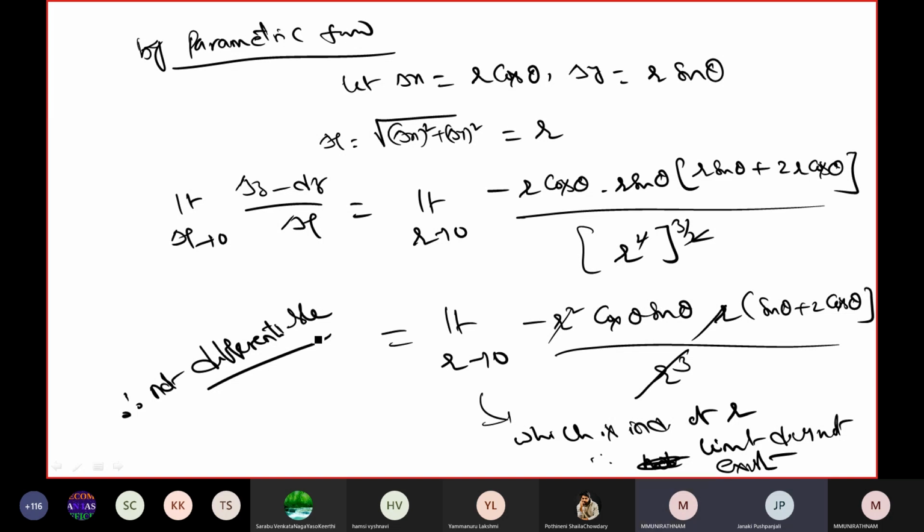Okay na? అర్థమవుతుందా? If delta rho tends to 0, if it is 0 we'll get differentiable. But what happens to us? That this limit does not exist. Limit 0 కాలేదు మనకు. 0 కాకుండా ఇంకేదో వస్తుంది. So therefore, okay na, which is not differentiable. Okay na? Any doubts, please?